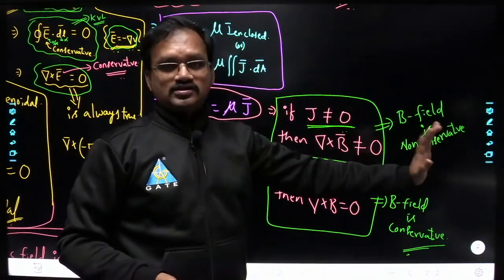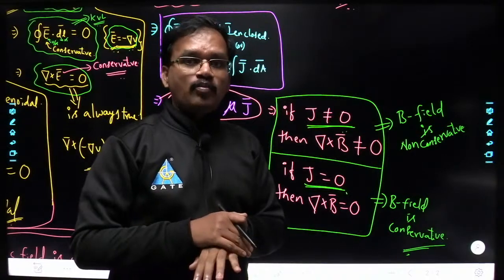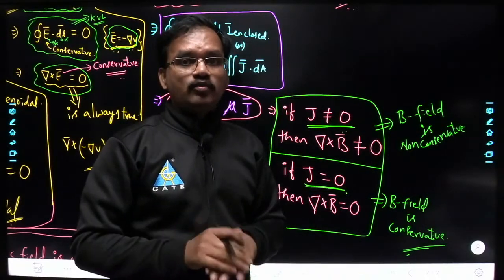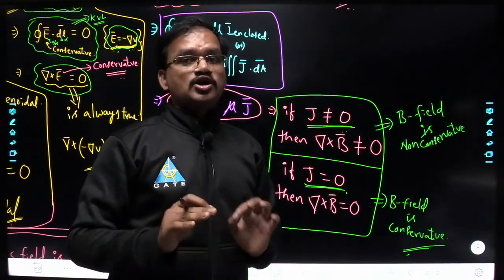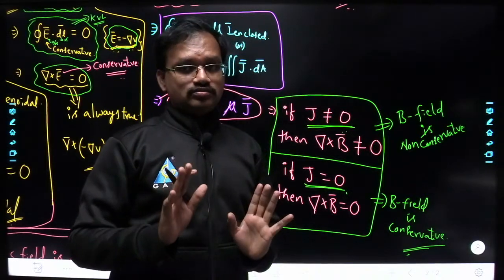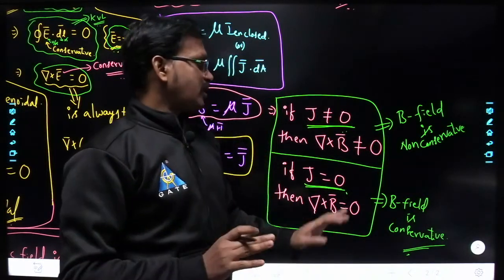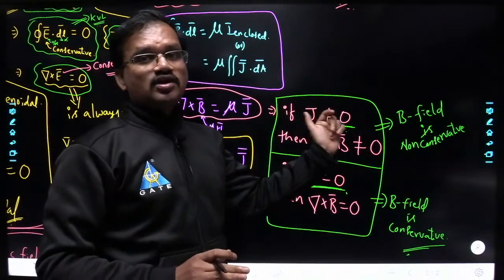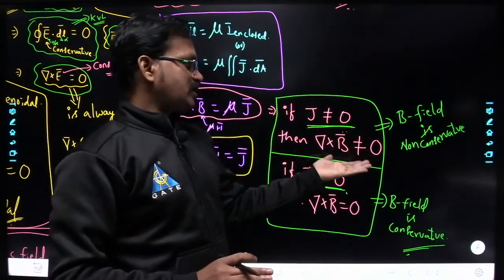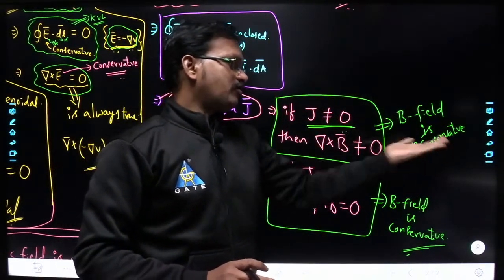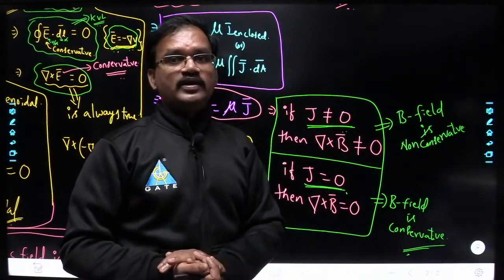Then in that case, we will simply say B field is what? B field is non-conservative. If they have not talked about Z bar, then we should not assume Z bar is equal to 0. Understood? Okay, so in that case we have to assume Z is not equal to 0. So in that case B field will be non-conservative.